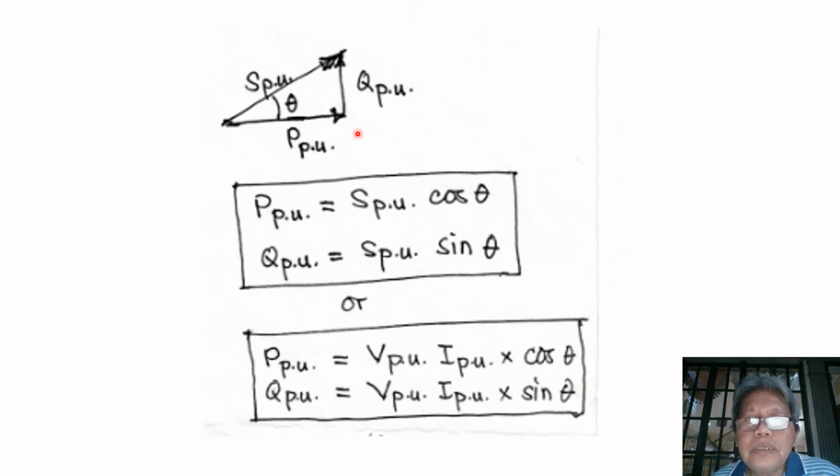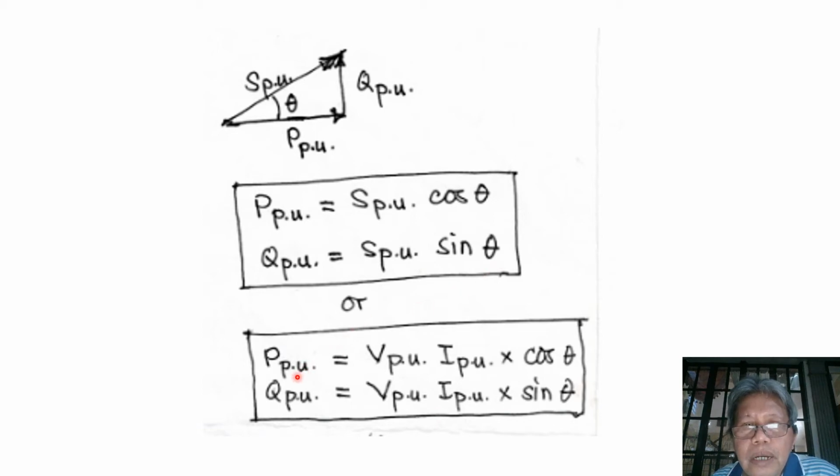Drawing these components as a phasor, we have the real power PPU, and our QPU is vertical, and then the hypotenuse will be our apparent power in per unit, and we have here the angle theta. So from trigonometric functions, our PPU would just be equal to SPU times the cosine of this angle, while our QPU would be equal to SPU times the sine of this angle, sine theta.